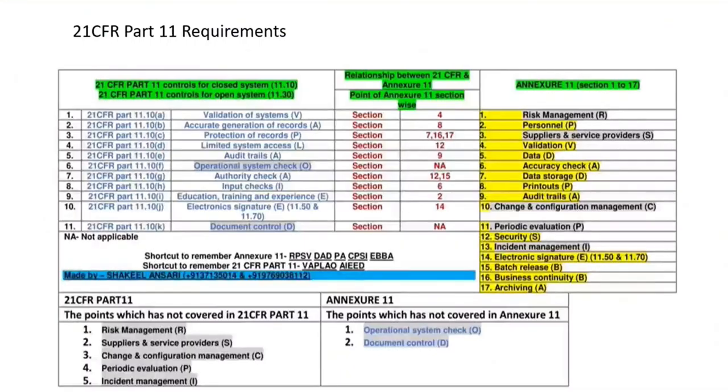So coming back to Part 11 requirements, which is more specific to the IT systems. What they say is there are two kinds of systems. One is open systems, which is accessible from outside the network also. And then there is a closed system, which is more inside and secured.